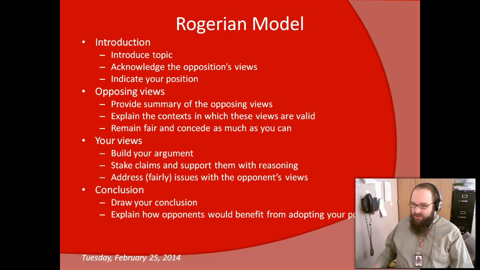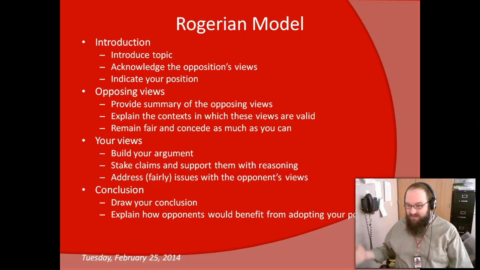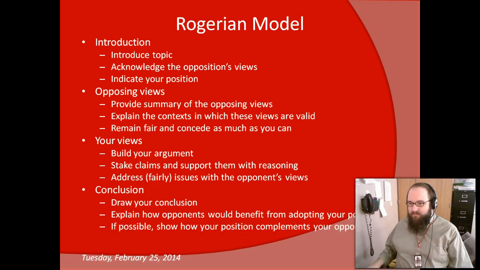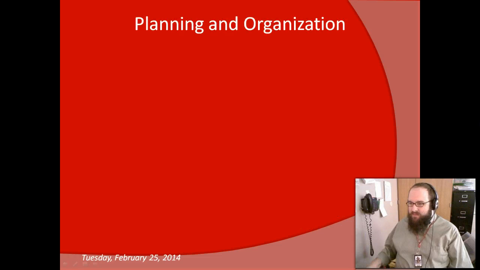In a Rogerian argument, you always want to explain how opponents would benefit from adopting your position. Again, it all ties back into trying to help your opponent understand by acknowledging the merits of their argument, but just explaining how they would actually benefit from your argument. And if you possibly can, show them how your argument can actually complement theirs. Where their argument may fail, yours can help them achieve what they still want. That sort of thing.